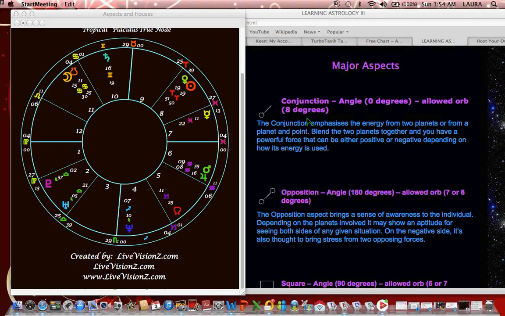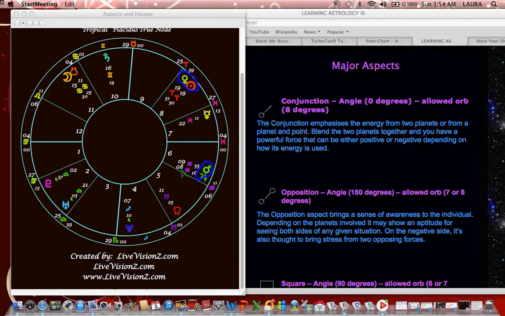Now, here I notice on a conjunction, it says an 8-degree orb, but I'm going to go with a 10-degree, just so you know. So let's get started. Let me get my pen, and we will talk about conjunctions. We have one here, Sun and Venus, and we have another one, Jupiter and Mars. Sorry, I messed up my little circle there.